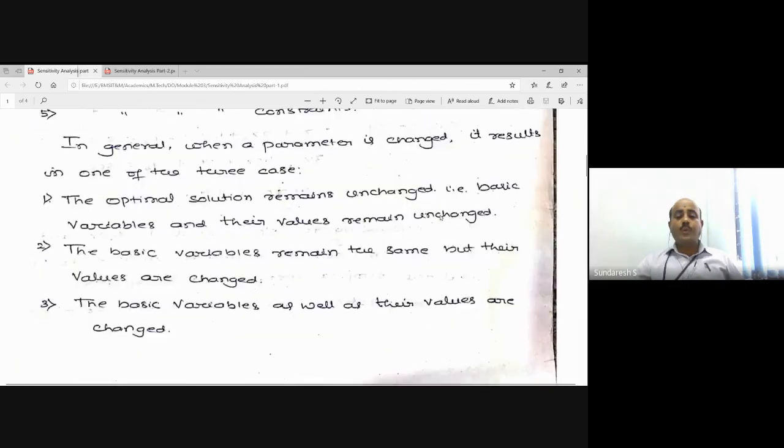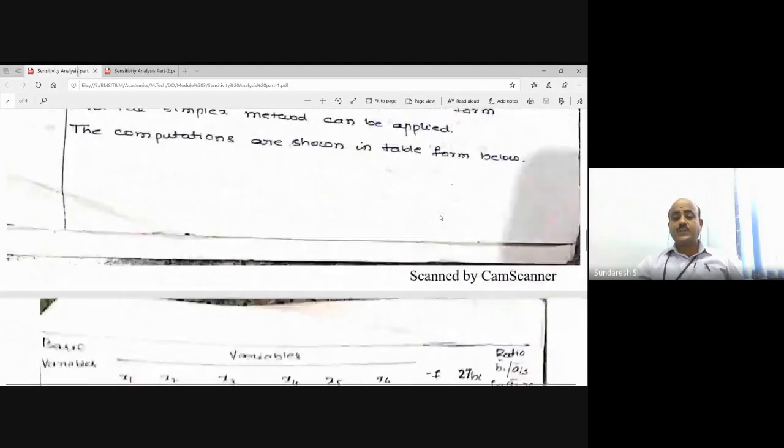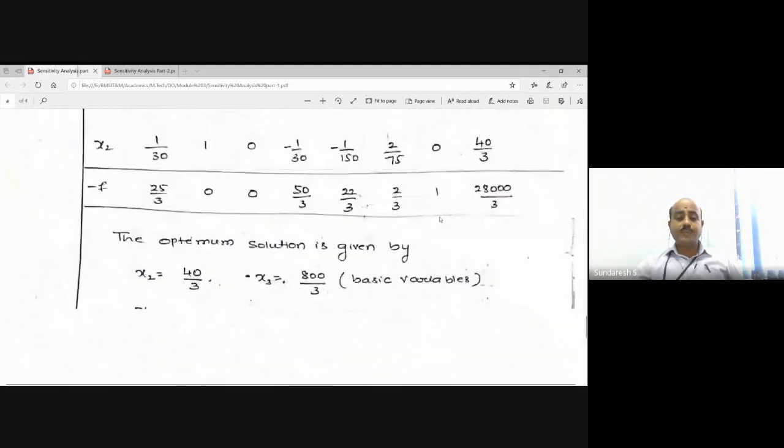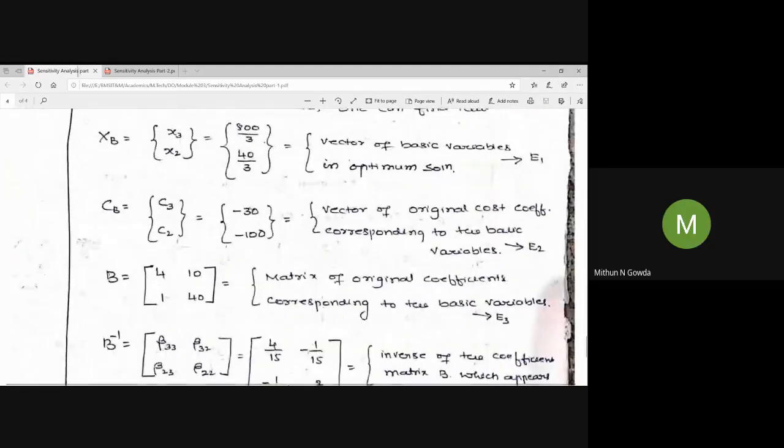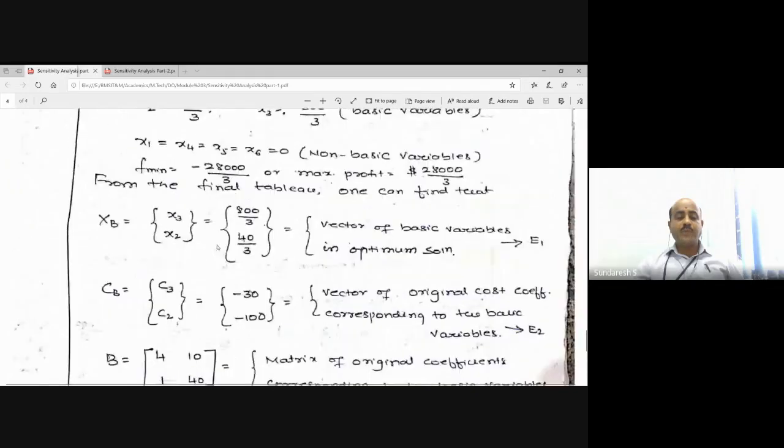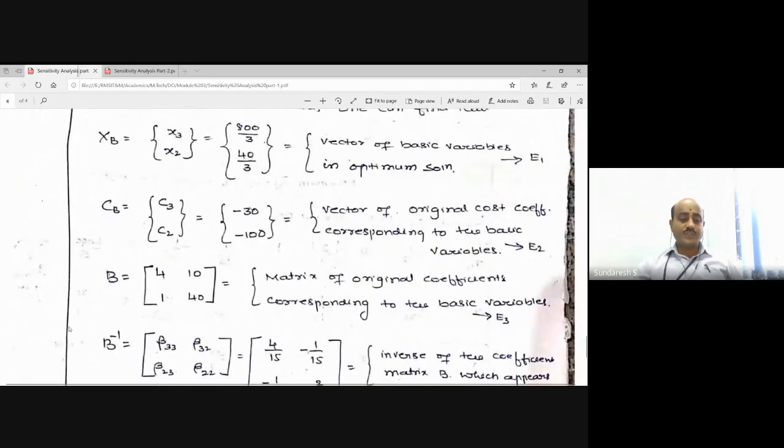Hope you people understood. Mithun and Sukru, any clarification? No, sir.